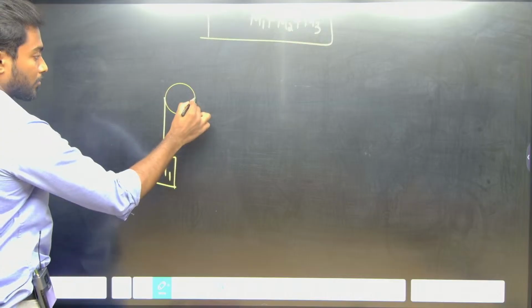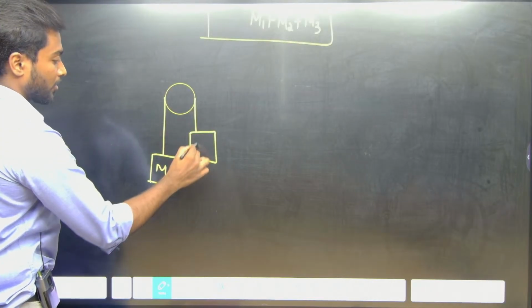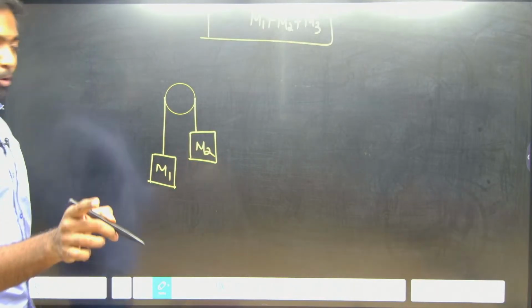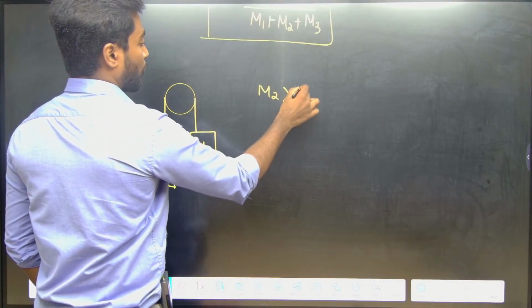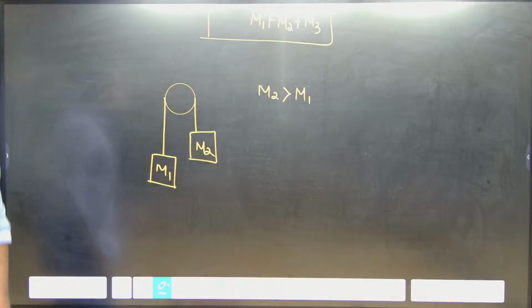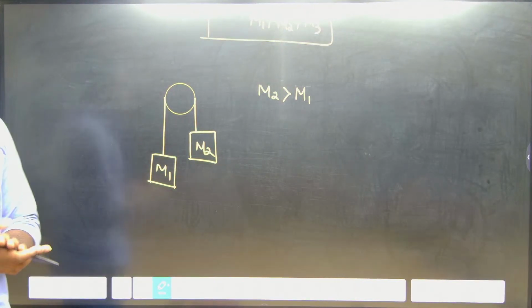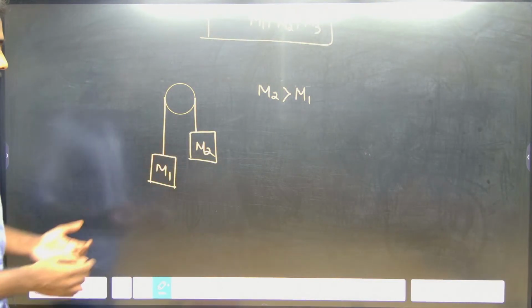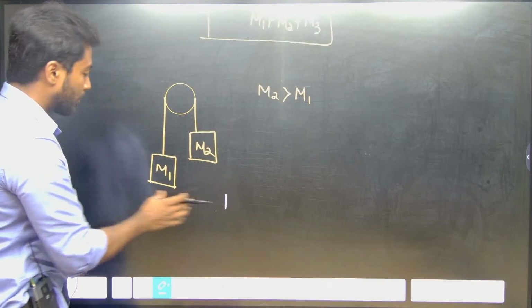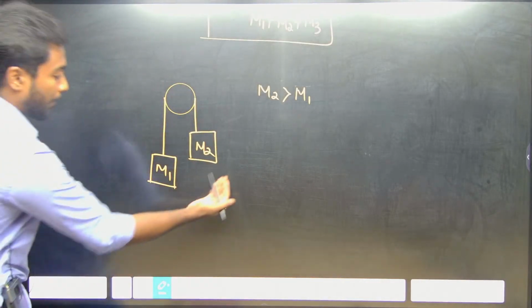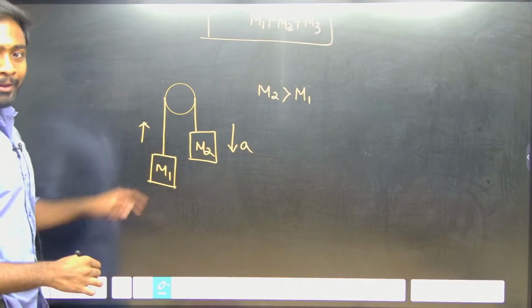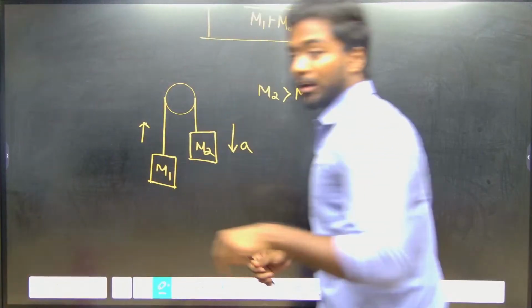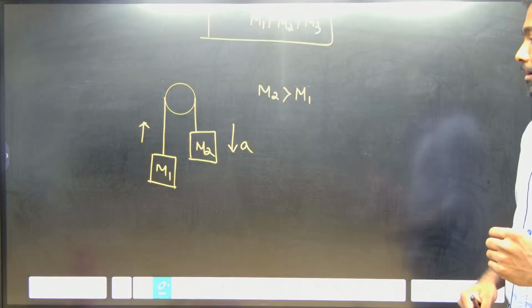M1 and this is M2. Suppose consider M2 is greater than M1. M2 is nothing but mass, M1 is also nothing but mass only. Suppose M2 is greater in the sense, M2 will try to go down, M1 will try to go upside, no. So, this is the direction of the acceleration, right. So, how many ropes are there in between M1 and M2? Only one rope. Got it?